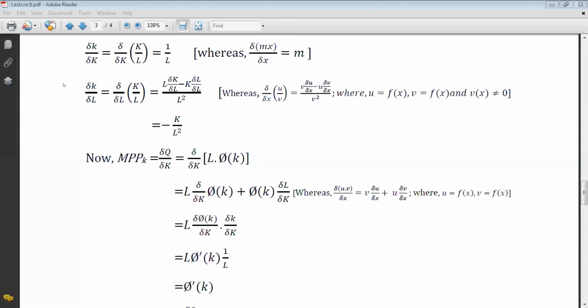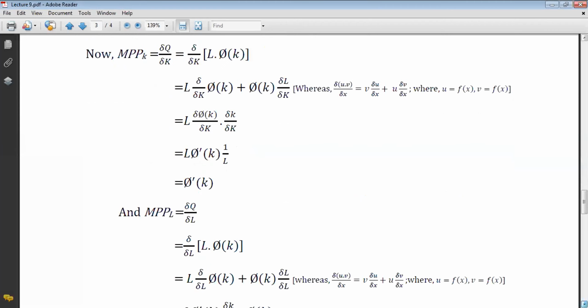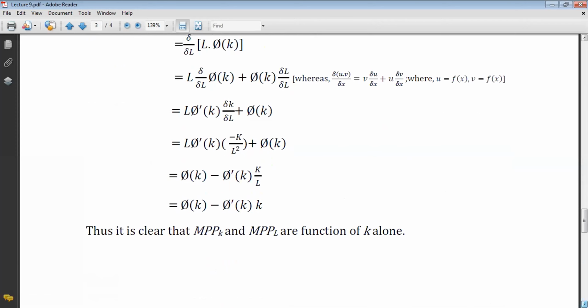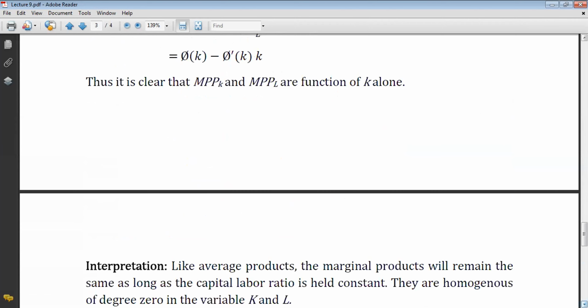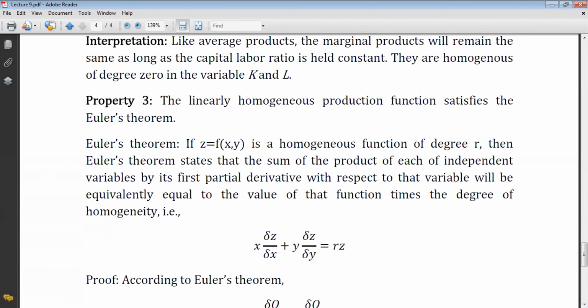Okay, then here we have already shown the calculation. Here is MPPK equals f prime of small k, and how we get MPPL equal to this one. That means marginal physical product of labor and marginal physical product of capital are both functions of the capital labor ratio. Okay. So the third property of the linearly homogeneous production function: it satisfies Euler's theorem. So first of all, we have to know what Euler's theorem is.